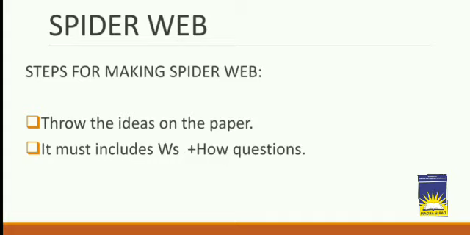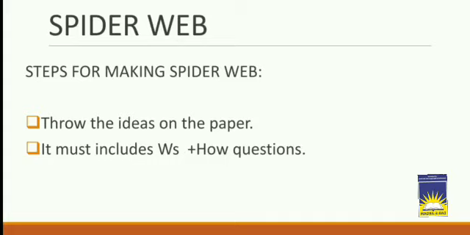When you have a topic to write the composition, you will get a lot of ideas in your mind related to that topic. So when you get all the ideas in your mind, just throw them on the paper, means write them on your paper. In the next step, it must include W's plus how questions, means the words that you are thinking about the topic must contain some ideas, like you can answer some W's questions and some how questions.